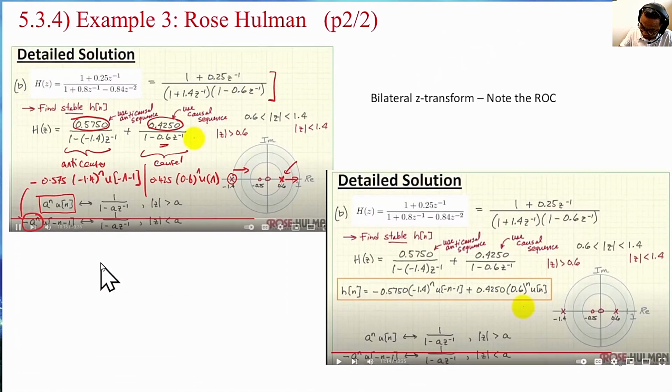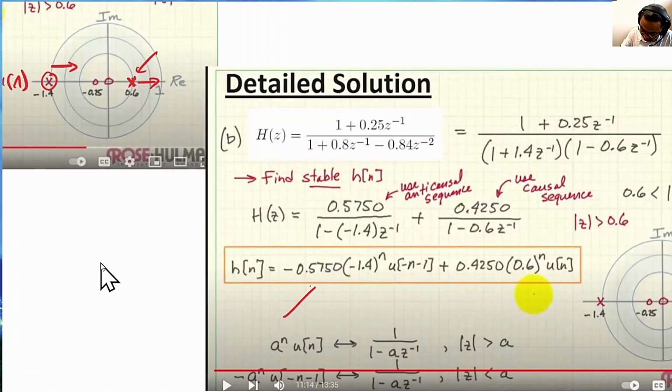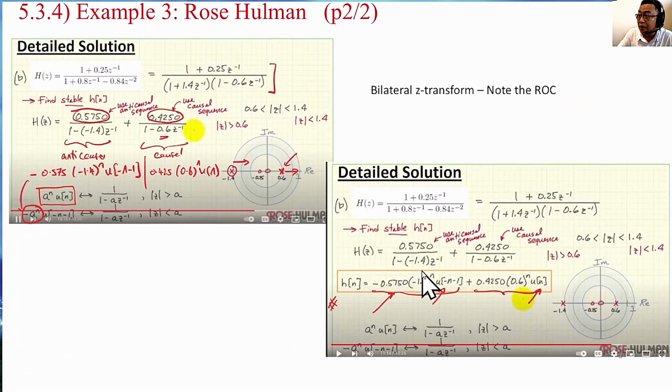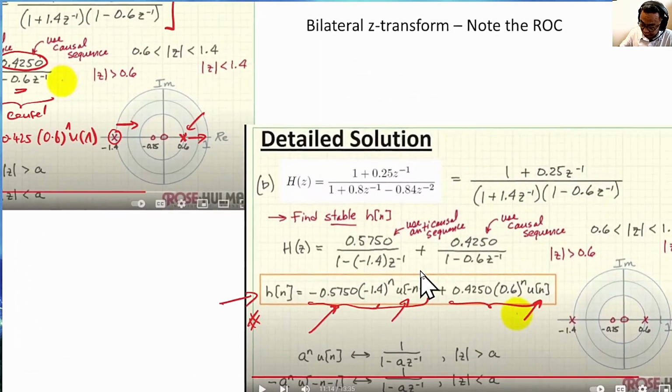Let's look at the answer. So this is the answer. This is the anti-causal sequence, because we can identify that it uses u of minus n minus 1. This is the causal sequence because we can identify u of n. So this is the final answer for finding the time-domain impulse response representation of this H(z), not for a causal, but for a stable impulse response.